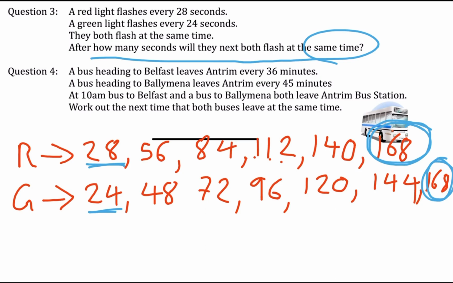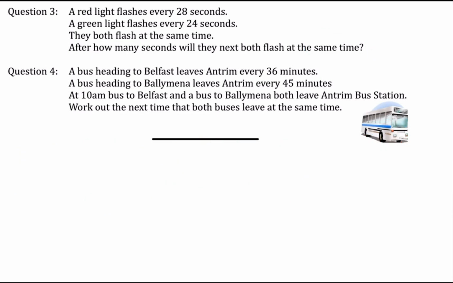You can also have a go at looking at question number 4. Try that yourself. Similar question. A bus heading to Belfast leaves Antrim every 36 minutes. A bus heading to Ballymena leaves Antrim every 45 minutes. At 10 a.m, the bus to Belfast and a bus to Ballymena both leave Antrim bus station. Work out the next time. So it means I go up in my 36 times table and I go up in my 45 times table.